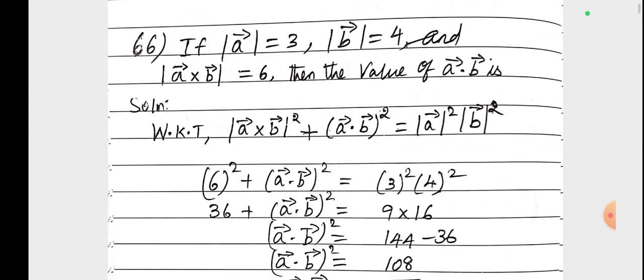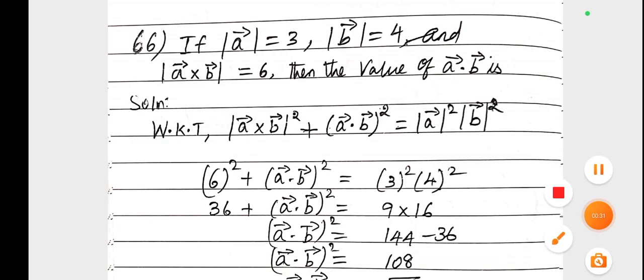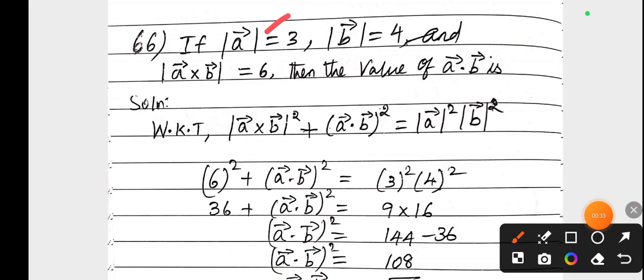So now going to the 66th question. Magnitude of A equals 3, magnitude of B equals 4. Magnitude of A vector cross B vector is 6, children. We want to find the value of A vector dot B vector.